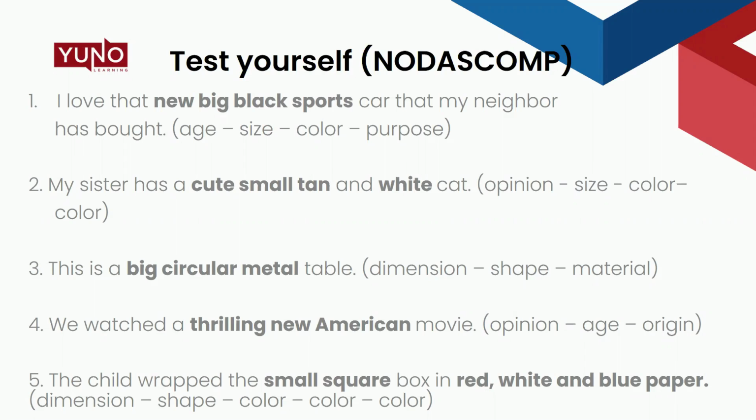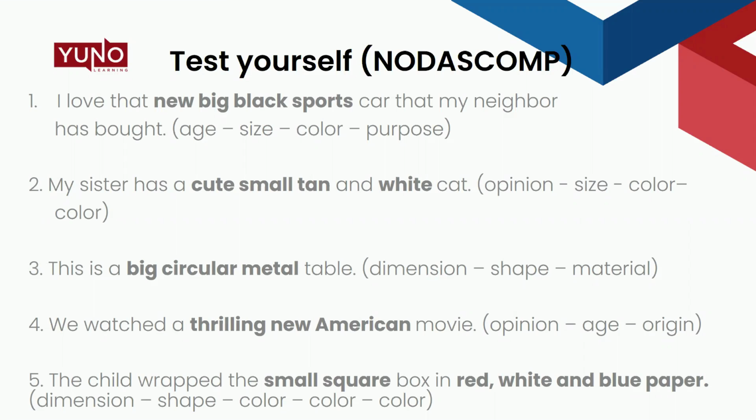The third example, simple. This is a big circular metal table. Big is the dimension, circular is the shape, and metal is a material. So everywhere, you must have noticed that whenever we are putting the adjectives, we are following the NODASCOMP sequence. We watched a thrilling new American movie. So thrilling is an opinion, O. New is the age, A. American is the origin.